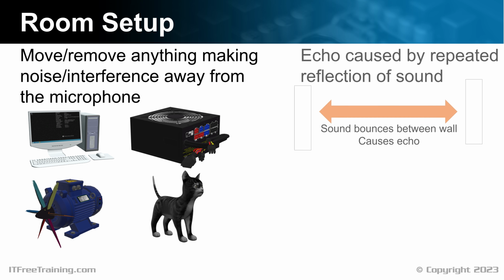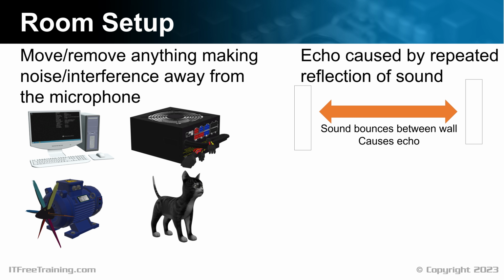The next problem you may come across is echo. Echo is caused by sound repeatedly bouncing between two surfaces. The most common example of this is two walls. As the sound bounces between two surfaces, at some point the waves of the sound will combine together and thus increase in intensity, causing an echo to be heard. To eliminate this, the sound needs to be prevented from bouncing back and forth. When sound bounces like this, the sound wave will become more intense, causing you to hear an echo.